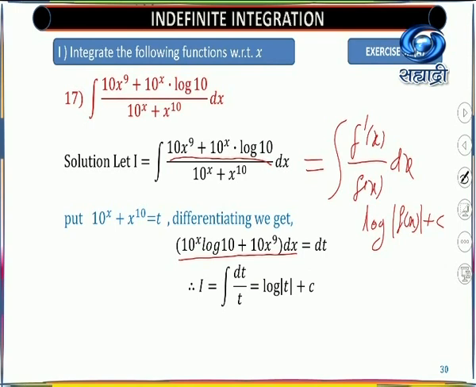Here also, it depends upon the example is for how many marks. If it is for 2 marks, you solve this way, so immediately you will get the answer. If it is 3 marks, substitute and find out the value. So by substitution you will get, this is integral of dt upon t, which is equal to log of mod t plus constant of integration, and which gives you log mod 10 raised to x plus x raised to 10 plus constant of integration.